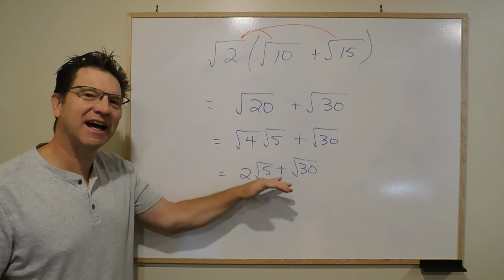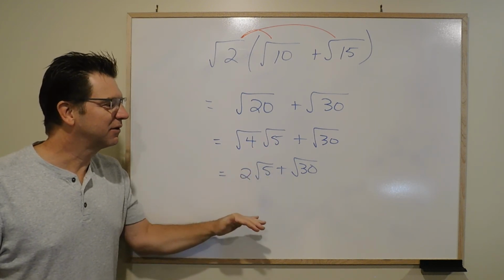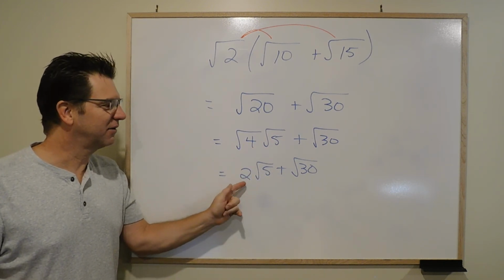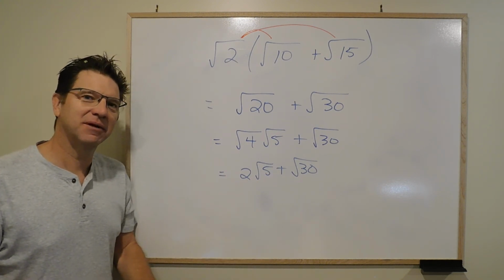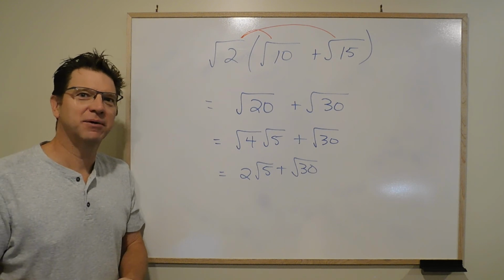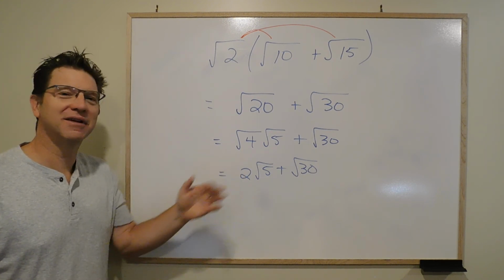And again, these are exact answers, right? You could go to a decimal. It'd be easy on your calculator. 2 root 5 plus root 30 and get a decimal answer, which would be very, very close, but not perfectly accurate. Okay, so we'll leave it like this.